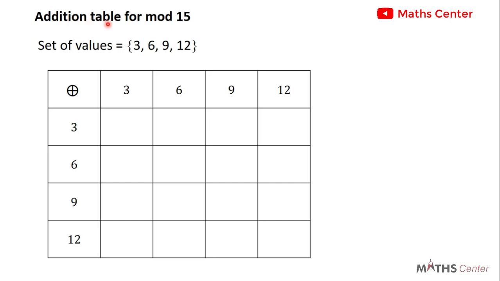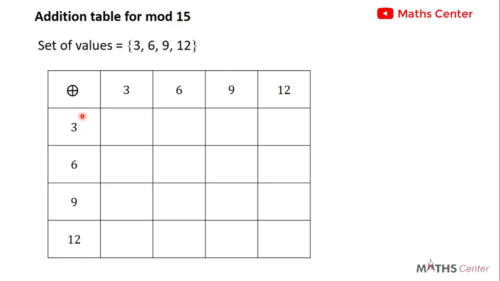We are drawing an addition table, so you write the addition sign and you draw a circle around it. You then list the set of numbers in the first row and the first column. We have 3, 6, 9, 12 and 3, 6, 9, 12. We are adding the numbers in mod 15.